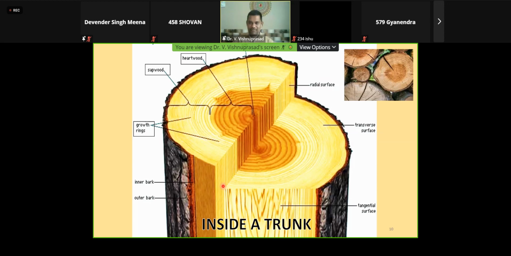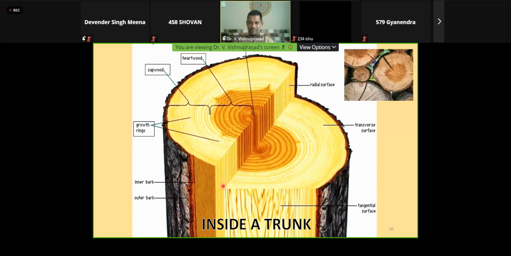Similarly, now let there not be any confusion. You say heartwood and sapwood together. Similarly, you say hardwood and softwood together. Both are different in meaning. Any wood will have heartwood and sapwood, but the wood itself is of two types: hardwood and softwood.